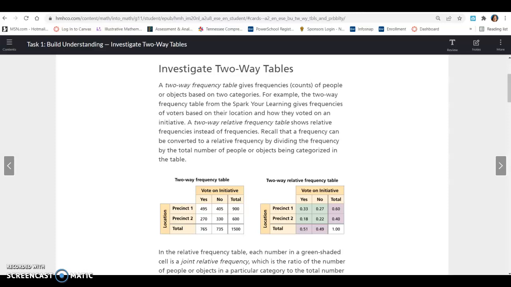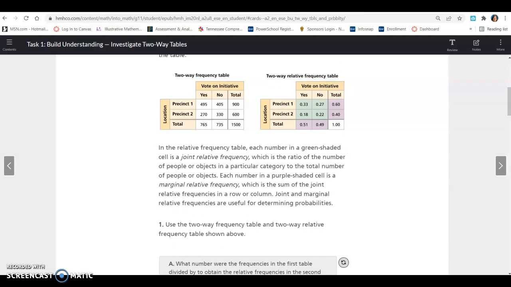A two-way relative frequency table shows relative frequencies instead of frequencies. Recall that a frequency can be converted to a relative frequency by dividing the frequency by the total number of people or objects being categorized in the table. All right, so in a two-way frequency table, we have precinct 1 and precinct 2, and voters on the initiative, people who said yes and no in each precinct. And then the totals here, and you can see that these add up to 1,500.